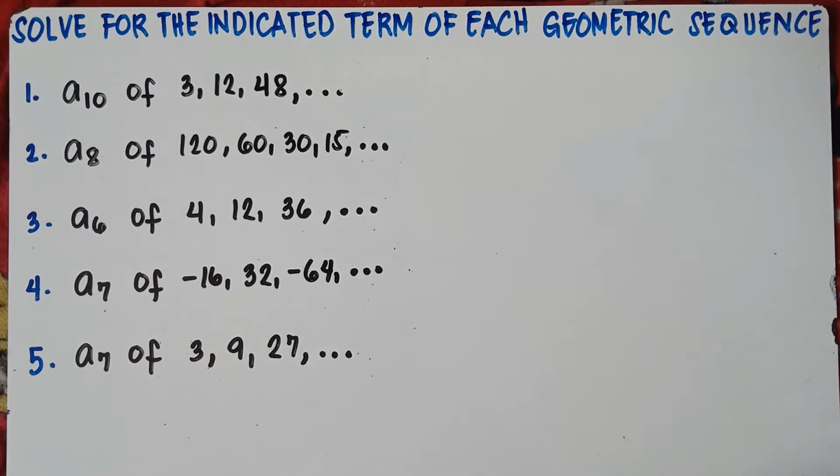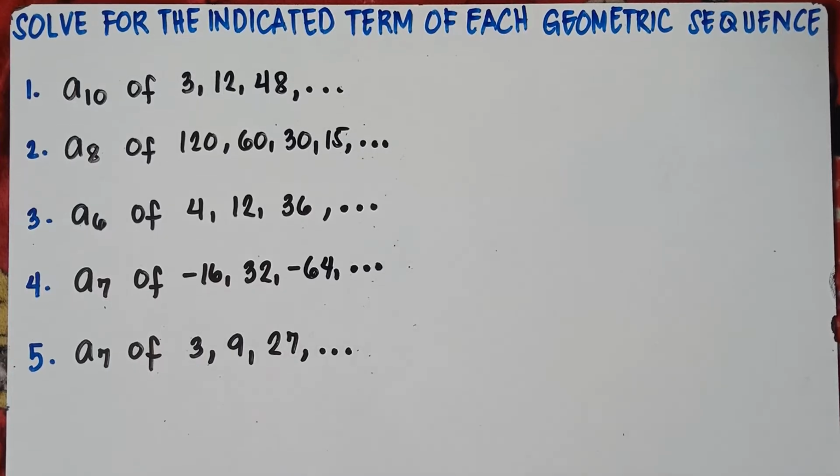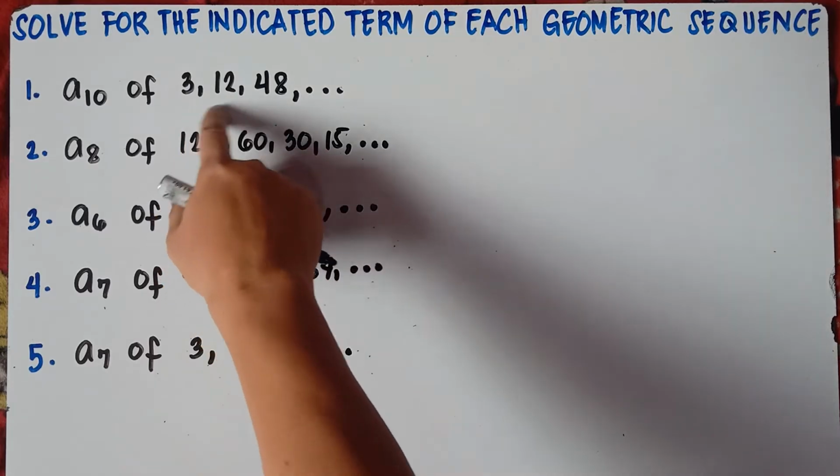Our topic for today's class is we're going to solve the indicated term of each geometric sequence. So without further ado, let's do this topic. For number 1 class, we have a sub 10 of 3, 12, and 48. So we're looking to find the 10th term of this given sequence.